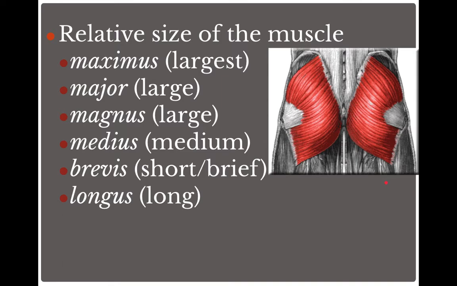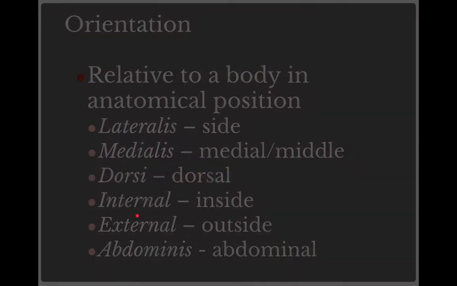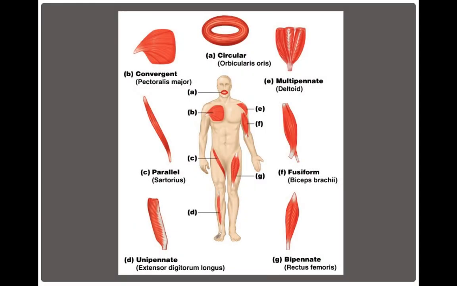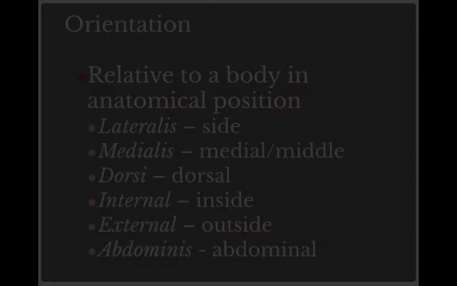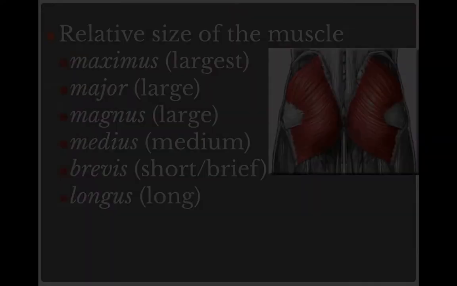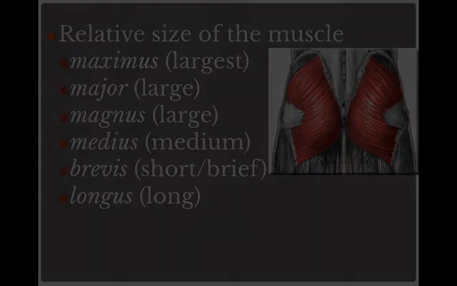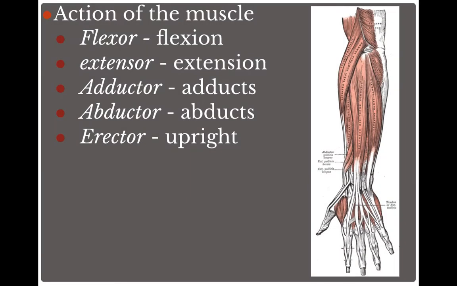We can also name muscles according to their relative size. So you have the gluteus maximus and the gluteus medius, for example. We also use the word major and magnus for large. We use the word brevis for short. We use the word longus for long. A great example of that would be the fibularis longus, which is not on here. So you'll get to it in the next lecture slides for MU2C.